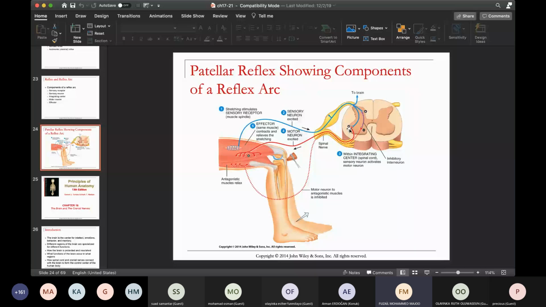So what do we have? We have a sensory receptor, the sensory neuron, the integration that takes place over here, and then the motor neuron, which connects to an effector, which in this case is the muscle. That's it for this first chapter, chapter 17.